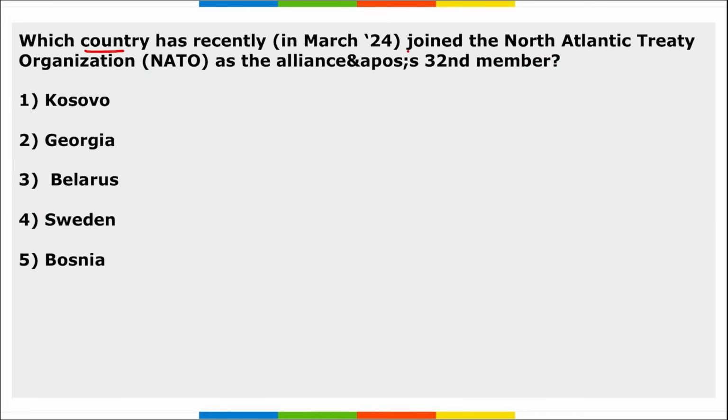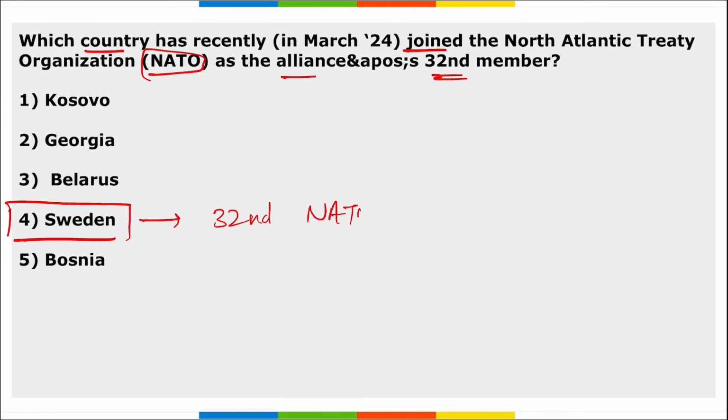Next, which country has recently joined NATO as an alliance? Correct, as their 32nd member. So, NATO. Which country became the 32nd member of NATO? It is Sweden. Sweden became the 32nd member of NATO, North Atlantic Treaty Organization.